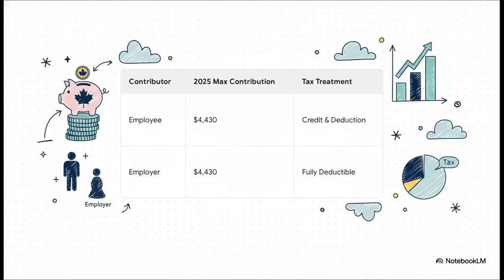This table lays it out perfectly. A self-employed person pays their own $44.30 and they pay the employer's matching $44.30 for a grand total of $88.60. Now, their own share gets that mix of a tax credit and a deduction we just talked about. But here's the good news for the business owner. The entire employer share, that second $44.30, is considered a business expense and is fully deductible.